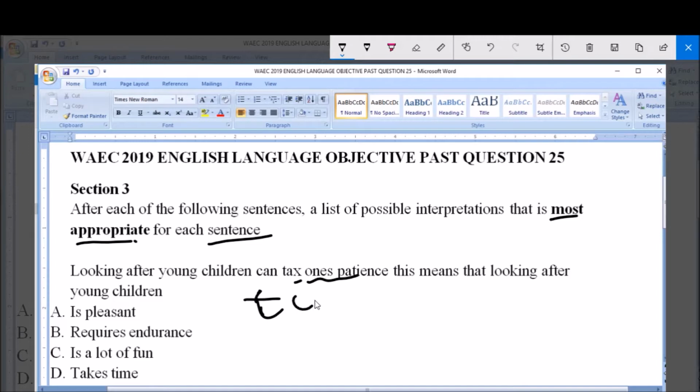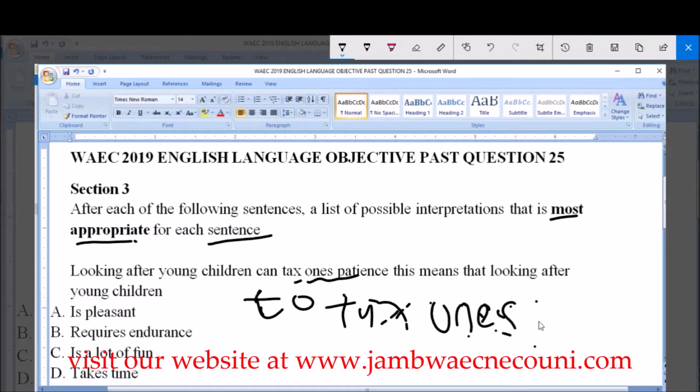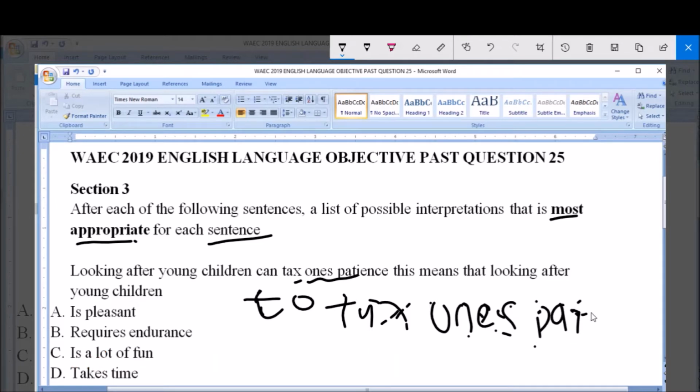To tax one's patience means to require or to demand endurance.